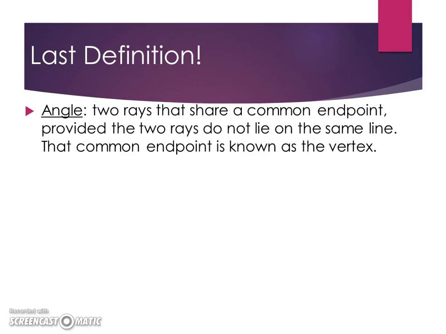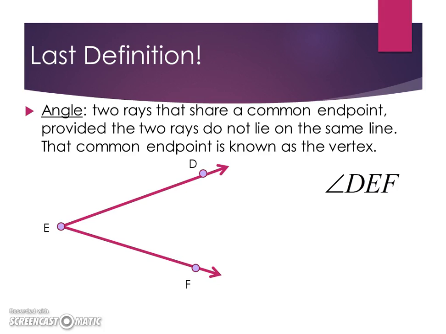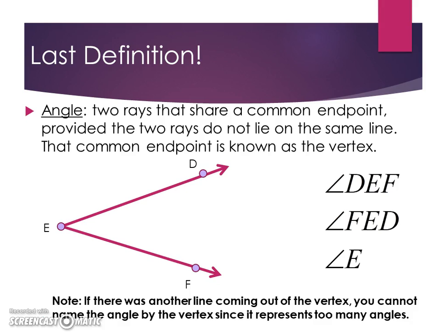Our last definition is an angle, which is 2 rays that share a common endpoint, but they're not creating a line. Okay, so that common endpoint here is known as the vertex. So here we have angle DEF. So you name it with 3 points. The middle point is the vertex. So you got DEF. You could also go backwards, FED. You could also name it just by the vertex, which is angle E. Okay, so just note that the vertex has to be the center letter, or just the letter by itself. Know that if multiple angles are touching each other, they can't call it by the vertex because then there'd be multiple angle Es.